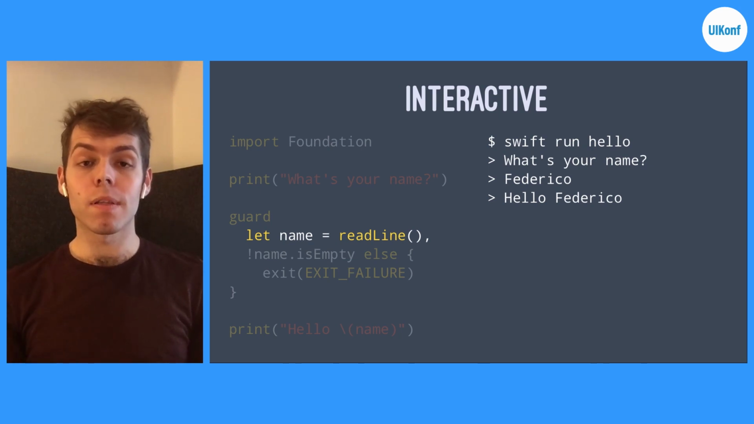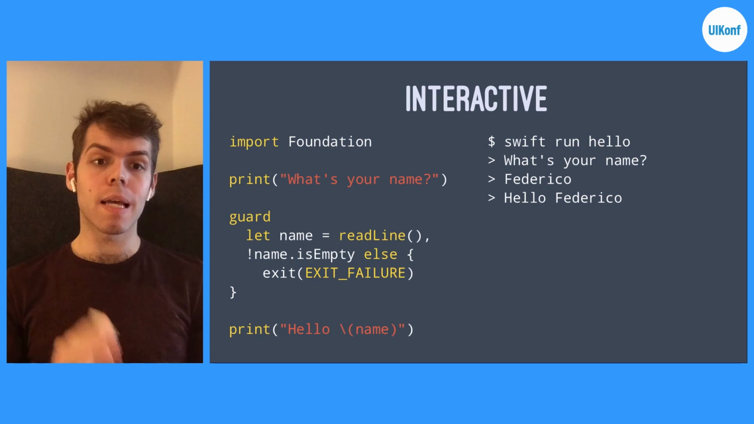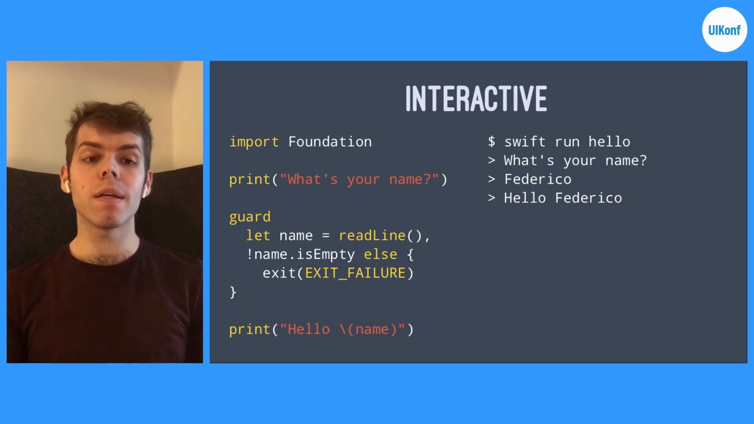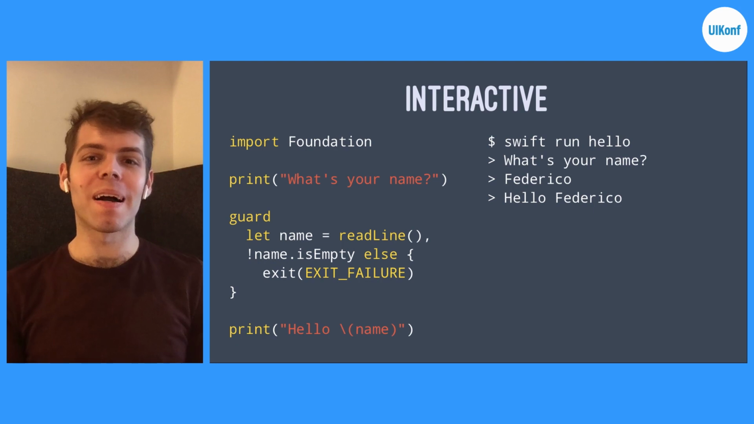So after we got this information, this string, we can do whatever we want with it. In this case, I'm looking just if it's empty or not. And if it's empty, I exit again with a failure state. Otherwise, I print whatever was passed back from the terminal in the terminal again with a hello at the beginning.